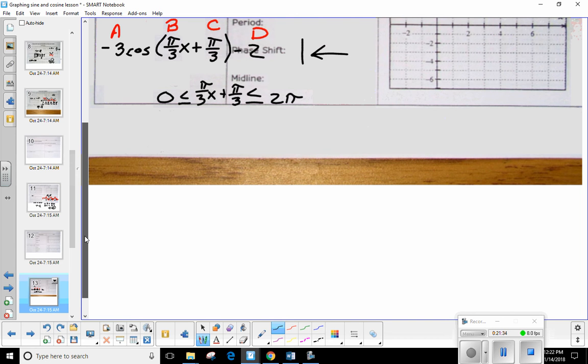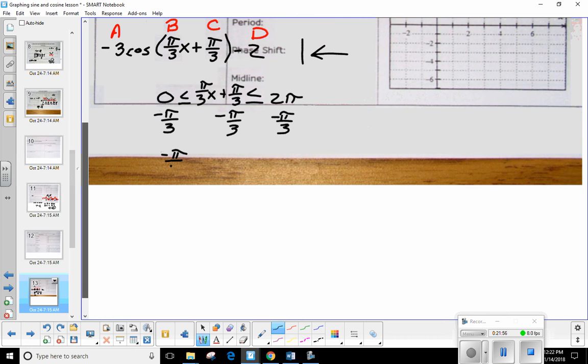We could take care of that pi over 3 in front of x first, or we could go ahead and subtract out the pi over 3. Typically, we add or subtract first and then worry about the division. So let's do that. Whatever I do to the middle, I've got to do to each of the 3 sides. So minus pi over 3, minus pi over 3.